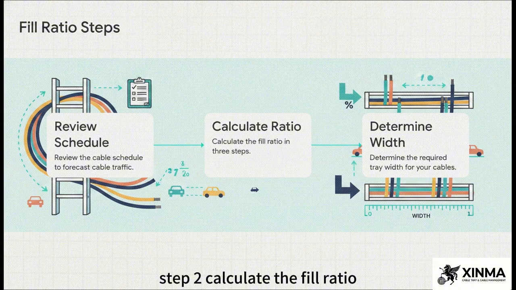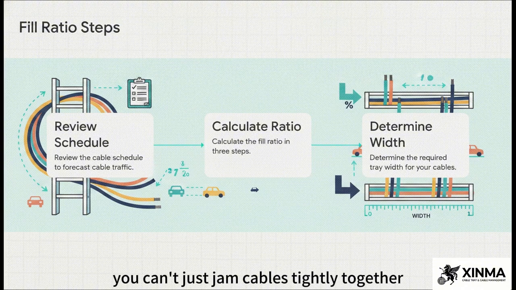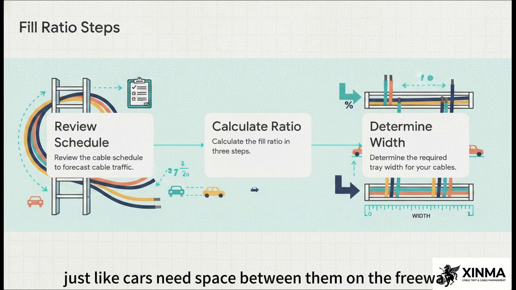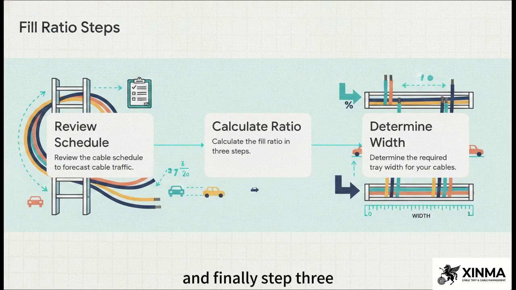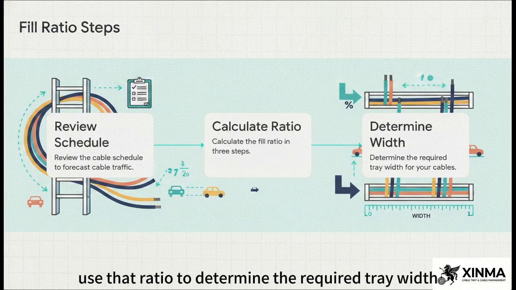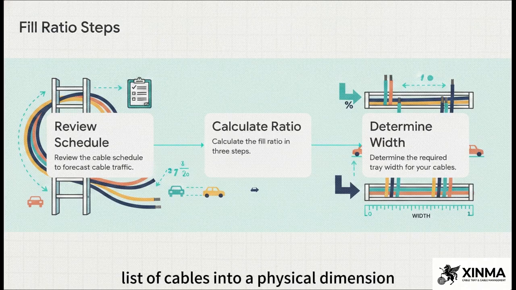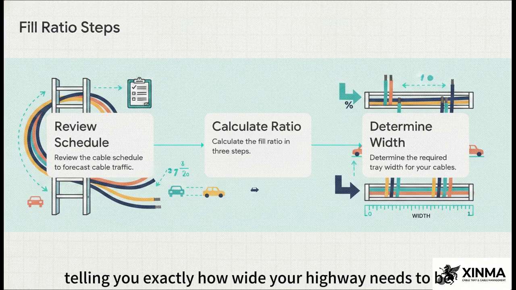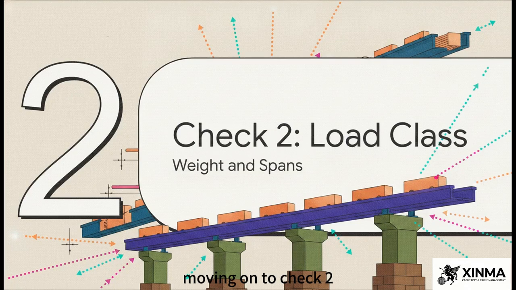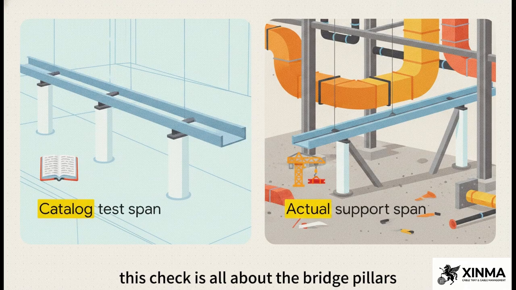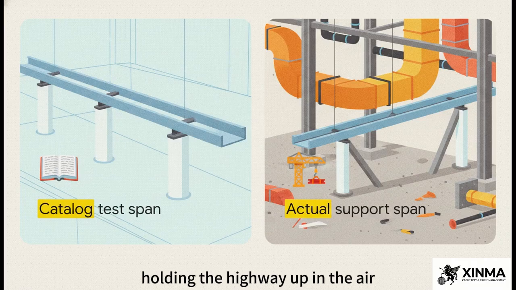Step 2. Calculate the fill ratio. You can't just jam cables tightly together. They need breathing room, just like cars need space between them on the freeway to prevent overheating. And finally, Step 3. Use that ratio to determine the required tray width. This converts your big list of cables into a physical dimension, telling you exactly how wide your highway needs to be. Moving on to check 2. Weight and spans, or the bridge pillars. So if the first check was about the lanes themselves, this check is all about the bridge pillars holding the highway up in the air.